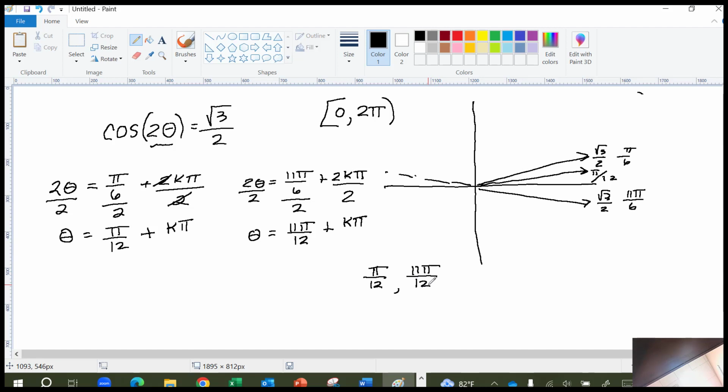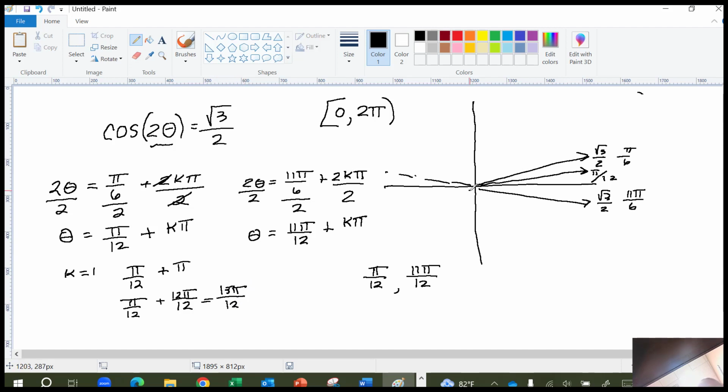Now, we have to see if there are any others that would still be within 2 pi. So let's let k equal 1. So that would be pi over 12 plus pi. Okay? And if you get a common denominator here, that's pi over 12 plus 12 pi over 12. Okay, 12 over 12 is 1 pi. So that's 13 pi over 12.